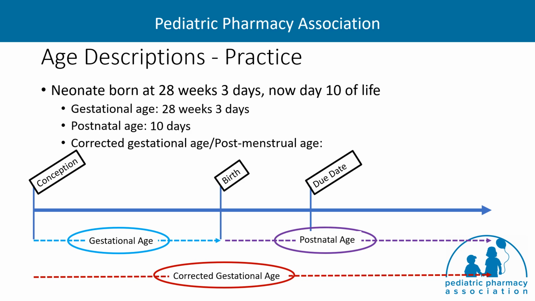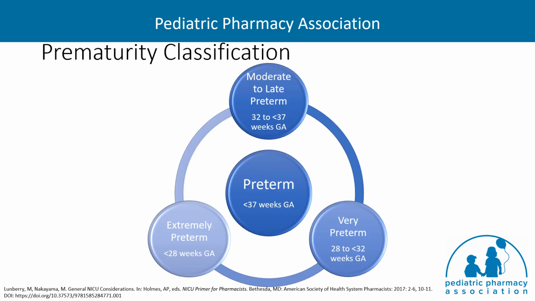10 days. And finally, what would be their corrected gestational age or postmenstrual age? So again, that is going to be combining gestational age plus postnatal age. And that will be 29 weeks and 6 days.